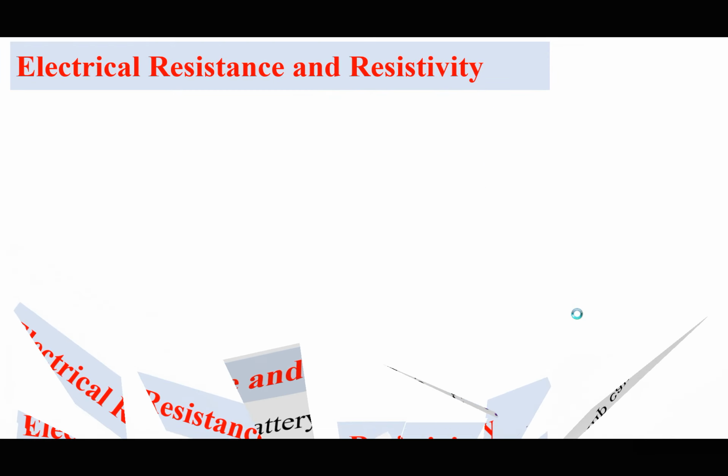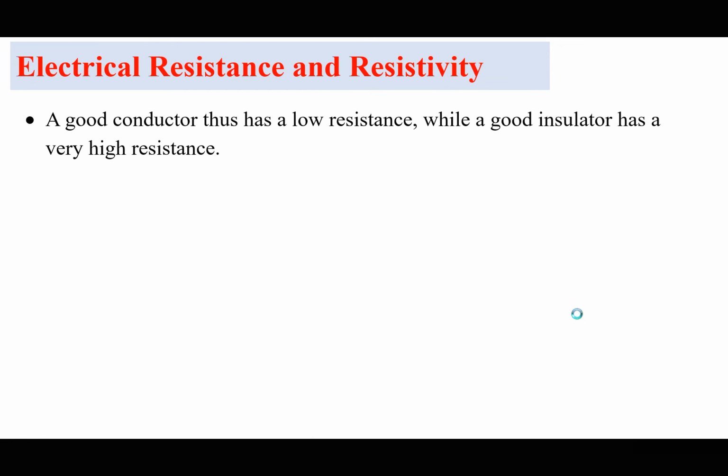We notice from IGCSE that a good conductor has a low resistance, while a good insulator is actually a bad conductor. It has a high resistance. So insulators have infinitely high resistance, so they don't easily conduct. If the resistance is high, the current flowing through the conductor is going to be low. And if the resistance is low, the current which flows through the conductor is going to be high.